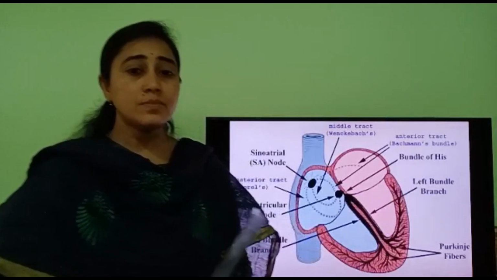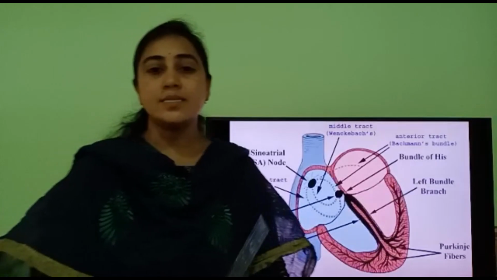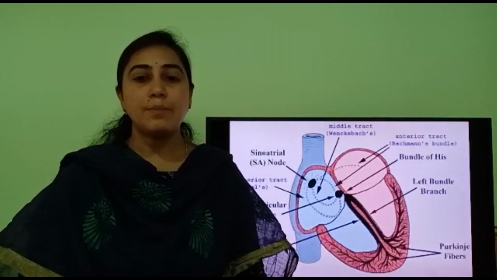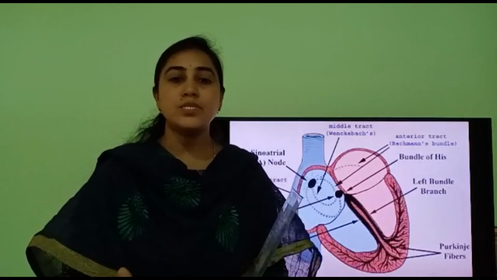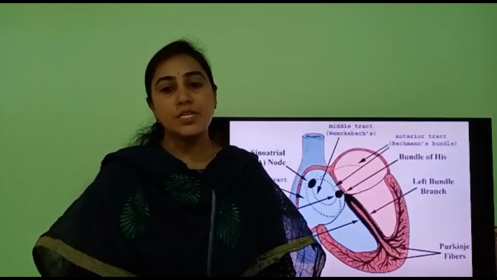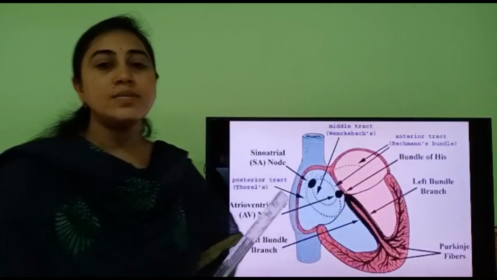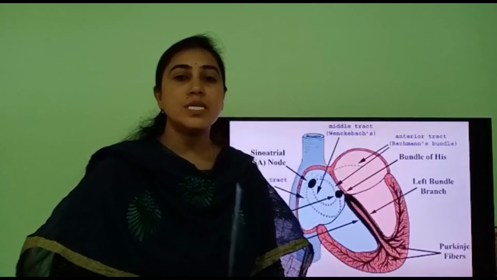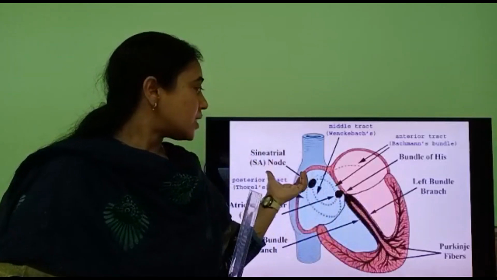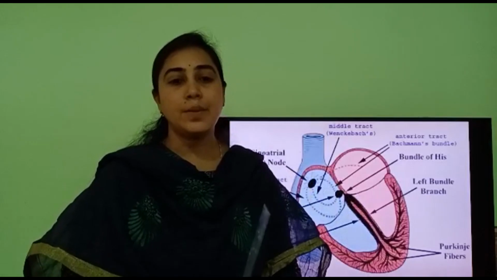And the atrioventricular node, the AV node, is called a relay point that relays the action potentials received from the SA node to the ventricular musculature. Here the AV node is called a relay center. Why? Because it distributes the action potential which it has received from the SA node. Hence it is called a relay point.